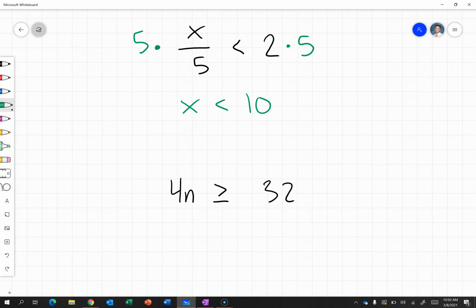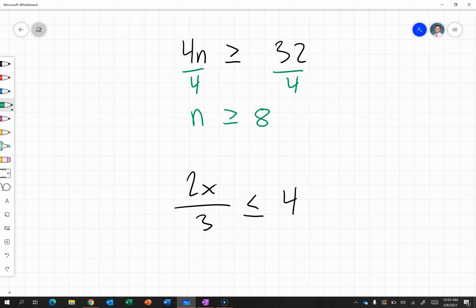We've also got 4n is greater than or equal to 32. So right now, n is being multiplied by 4, and I want to do the opposite of that, which would be dividing by 4 on both sides. So that would give me n is greater than or equal to 8. So again, any value for n that's 8 or greater would be true for this inequality, because I know that 4 times 8 is 32, so 4 times anything larger than 8 would also be greater than 32.